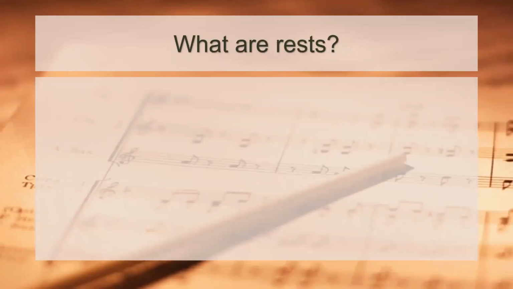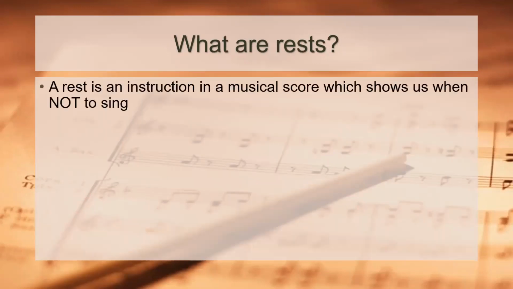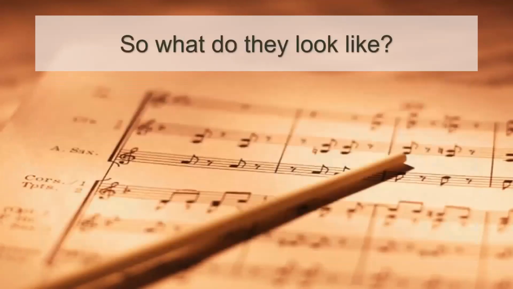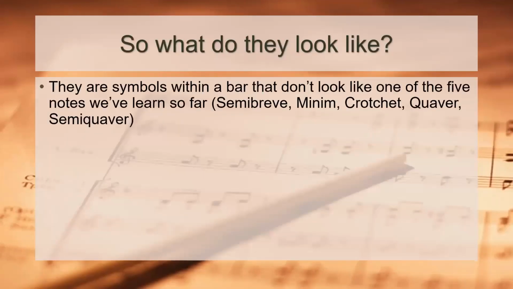So what are they? A rest is an instruction in a musical score which shows us when not to sing. In other words, they indicate silence. So what do they look like? Well, basically, we could say that they're symbols within the bar that don't look like one of the 5 notes we've learnt so far, so they're not a semibreve, a minim, crotchet, quaver or semiquaver. Let's start with a crotchet rest.